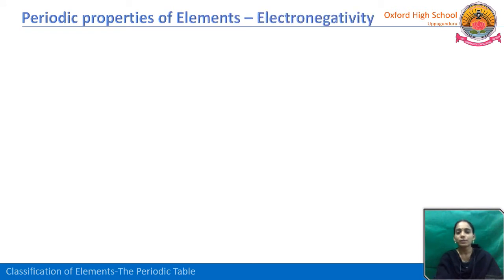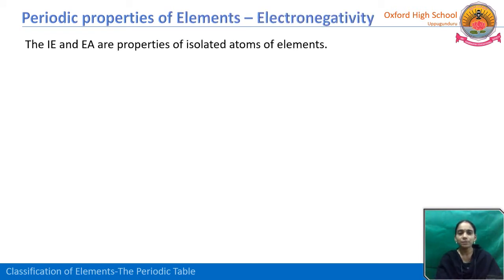In today's class, we are going to discuss electronegativity. The ionization energy and electron affinity are properties of isolated atoms of elements. Till now, we have studied the properties of isolated atoms, whereas in today's class, we are going to discuss bonded atoms and compare the capability of elements.